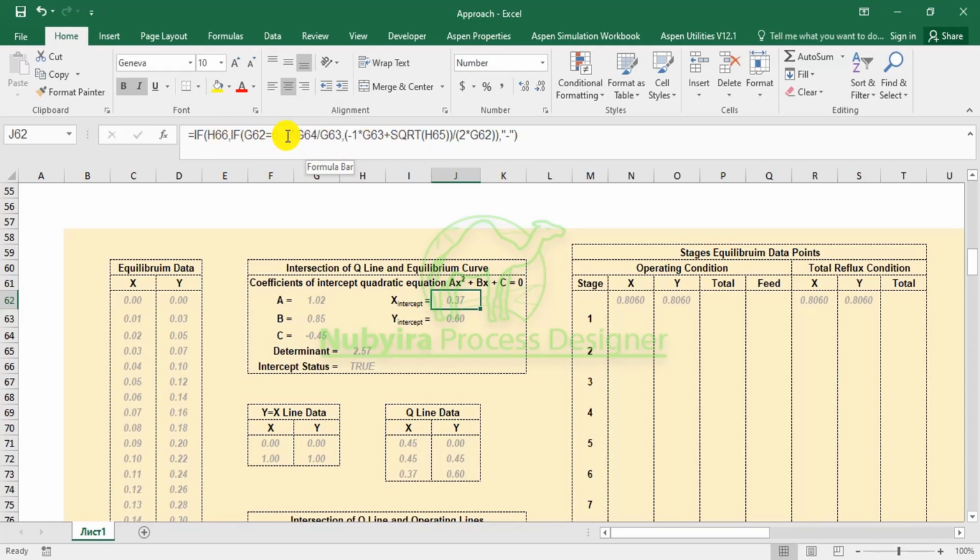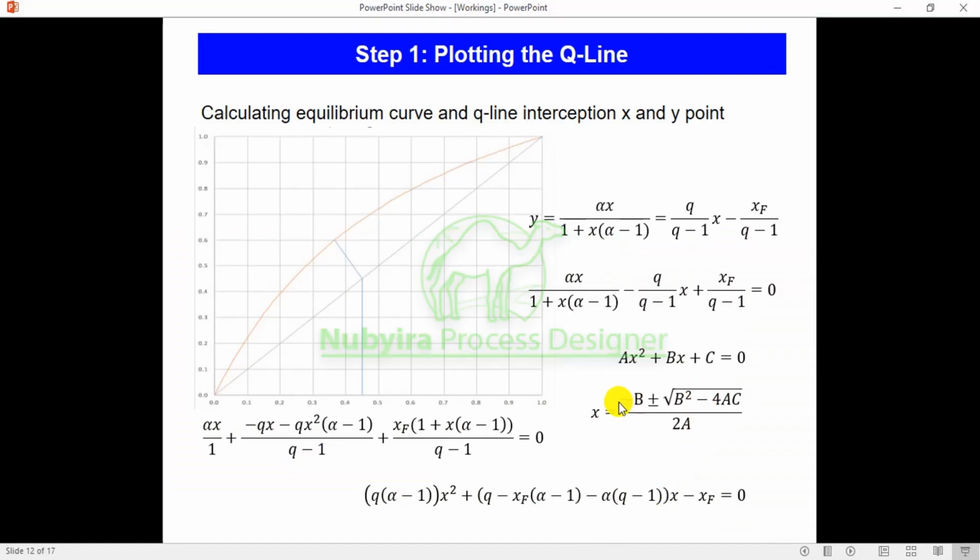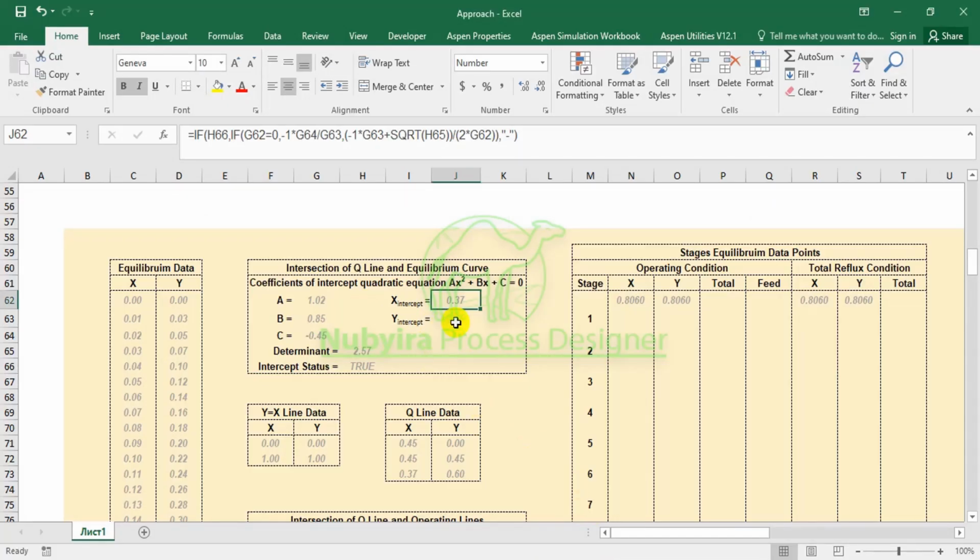If it is 0, the formula is rearranged, using the square root term as 0, and it will substitute this term to be 0. It's going to be minus b over 2a. So we have that, and we have this y-intercept too.